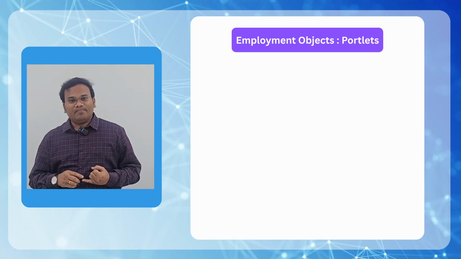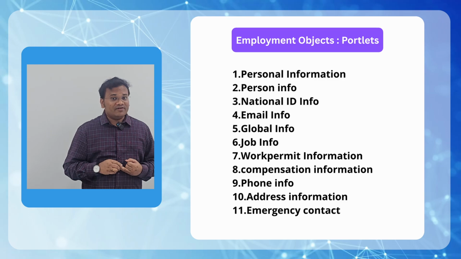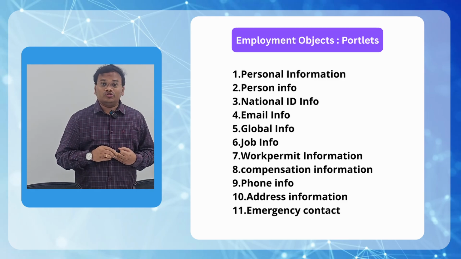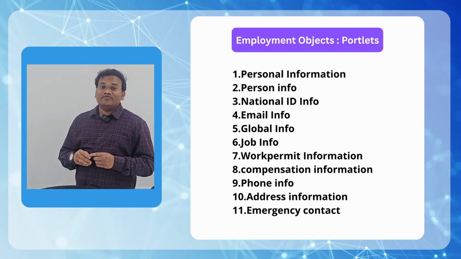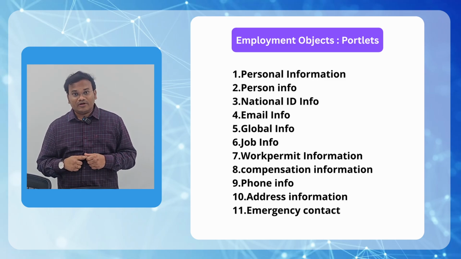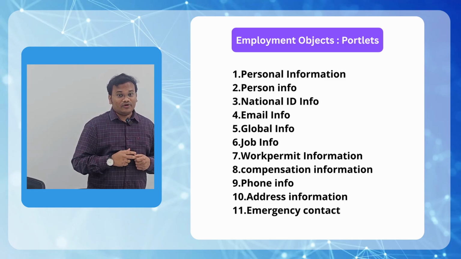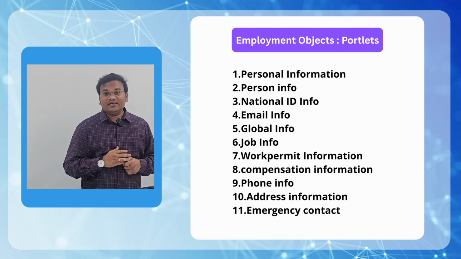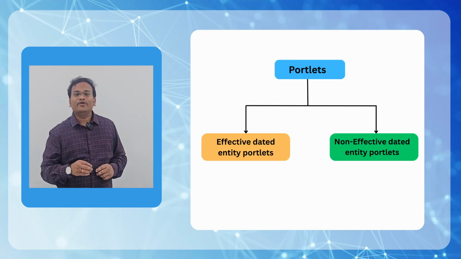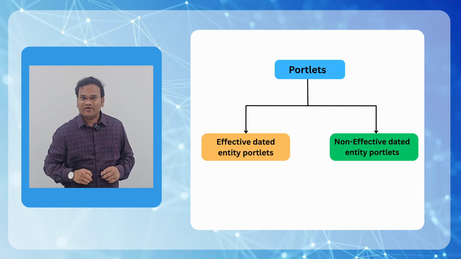We are having person information, biographical information, job information, work permit information portlet, contact information portlet, address information portlet, email information portlet, and compensation details information portlet. So likewise, we are having two types of portlets.